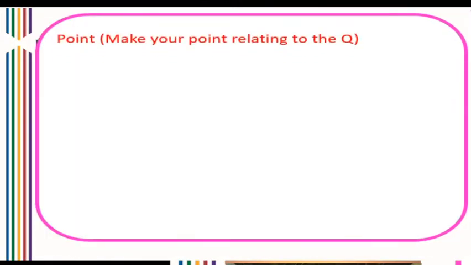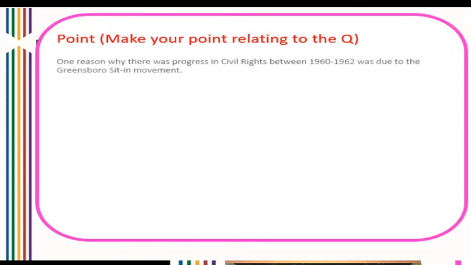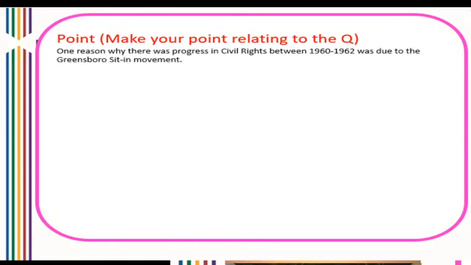So point, we need to make our point relating to the question. We've already discussed this one, haven't we? So I said one reason why there was progress in civil rights between 1960 to 1962 was due to the Greensboro sit-in movement. Okay, that's my point. Don't need to really say anything else. Okay, that's it, full stop, point made.